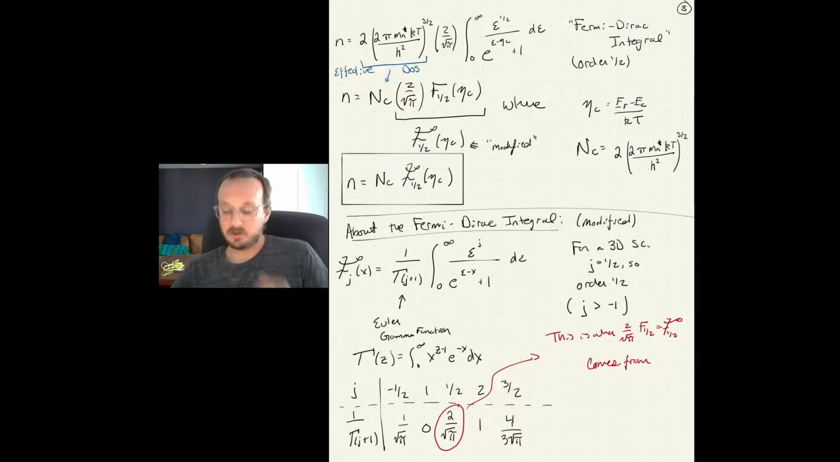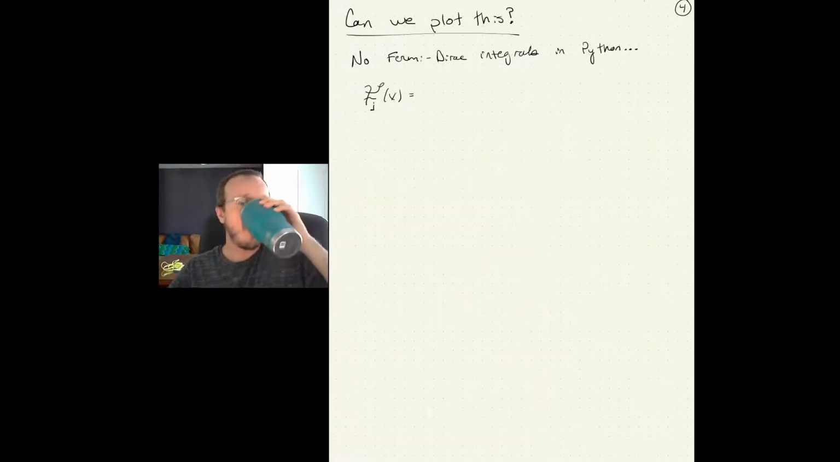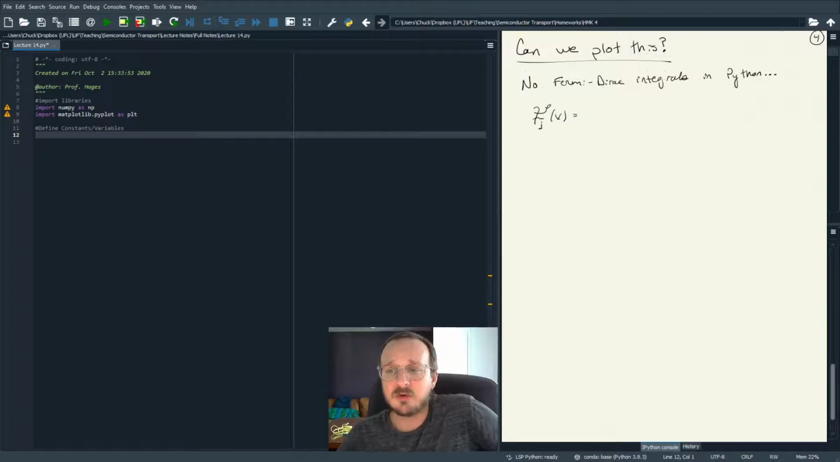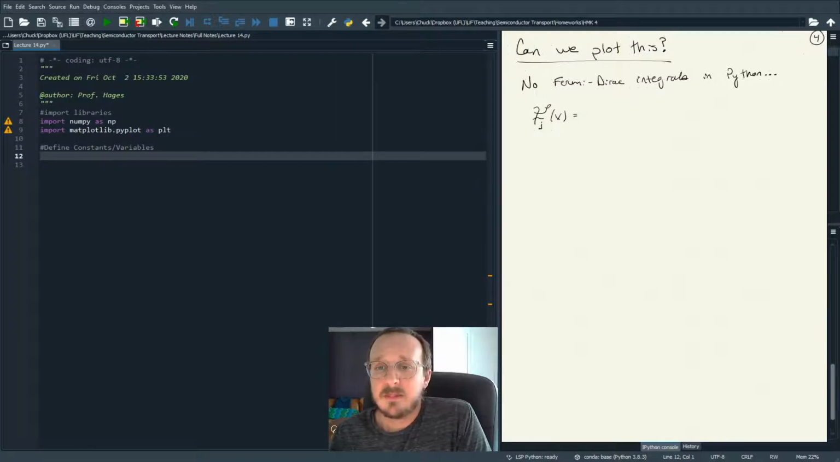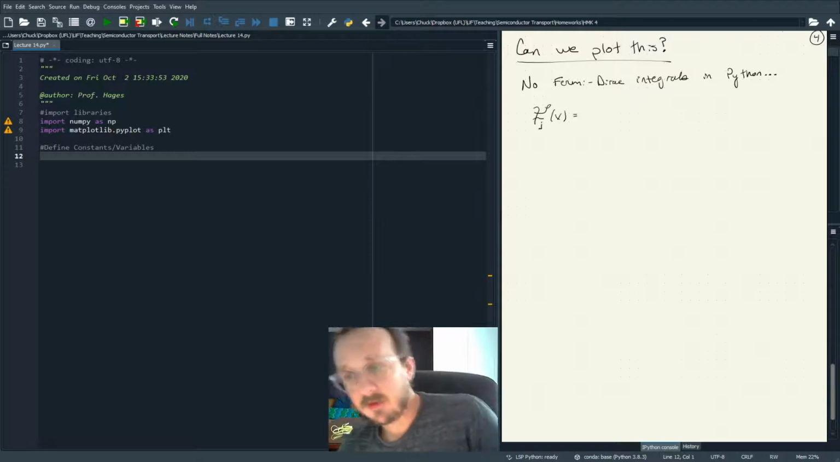Now, a better question. Can we plot this? Can we actually compute it? Do we have to just look at plots in a book? And yes, we can plot it. The challenge is there are no Fermi-Dirac integrals in Python, okay? So what we're going to do is we're going to do this in Python, but we need to define the Fermi-Dirac integral in terms of another function, okay?